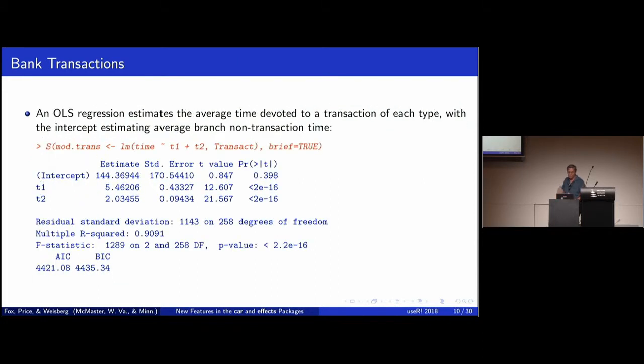So we're interested in determining how much time is taken by each kind of transaction. So this is, in a sense, a straightforward problem. We just regress time on t1 and t2. The intercept is the average amount of non-transaction time spent in the branches. And the coefficients of t1 and t2 are the average number of minutes spent in each of these two kinds of transactions. And this is an example of our S function with the additional argument brief equals TRUE, just to compress the output a little bit so it fit on the slide, which we think of as a kind of substitute for the summary function.